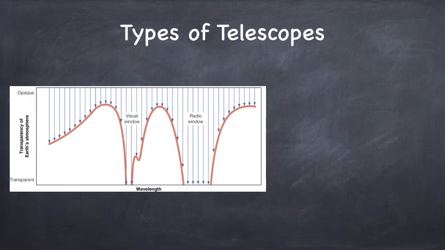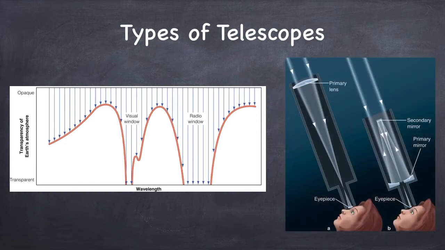Remember, the transparency of the atmosphere varies tremendously with wavelength. There are two windows of visibility where you can actually see through the Earth's atmosphere very clearly. The first is the visual window, which happens to align very well with the visible spectrum, the spectrum of light that the human eye can perceive. There's another window called the radio window that corresponds to radio wavelengths. There are two telescopes that are designed to work in the visible spectrum.